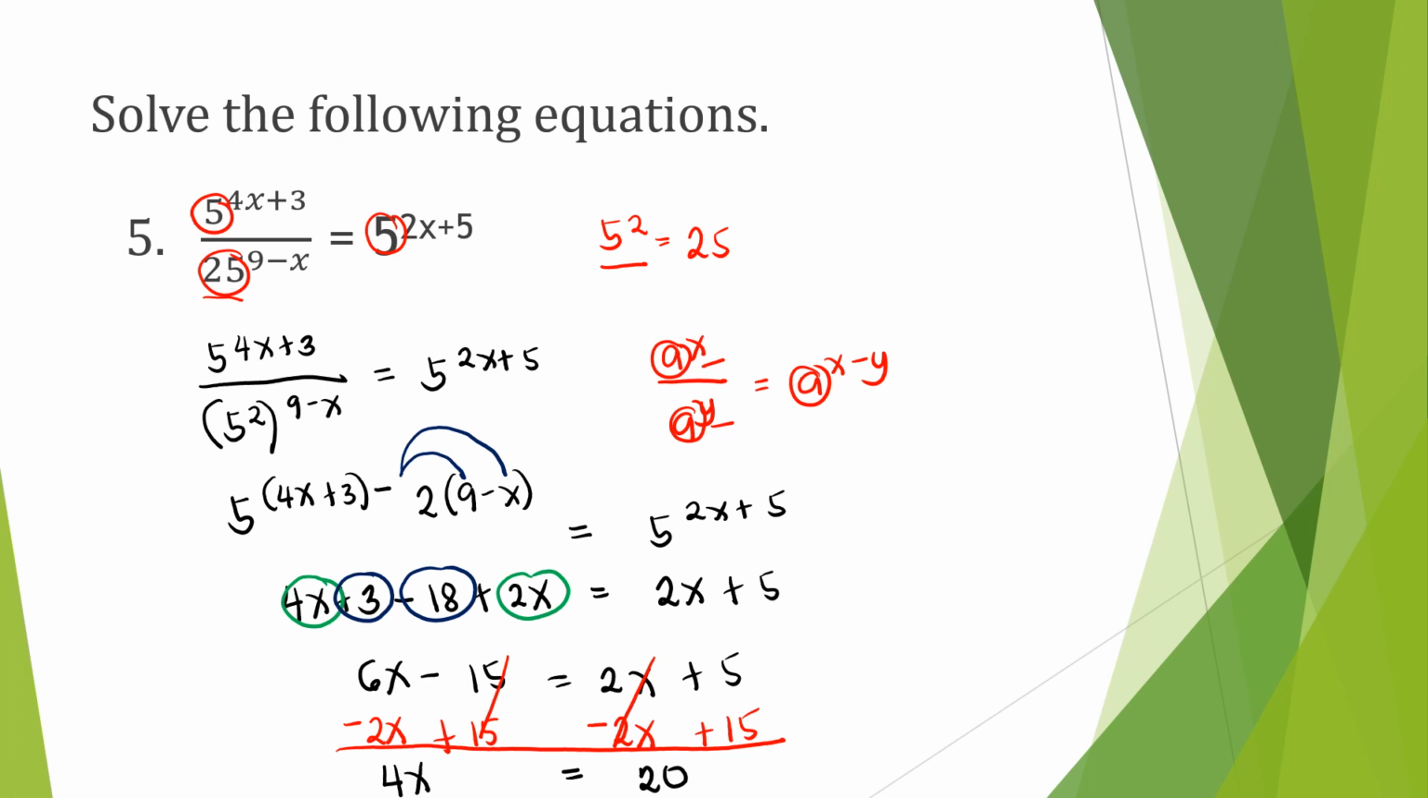Next, multiply both sides of the equation by the reciprocal of 4, which is 1/4. So 1/4 times 4 is 1. So this becomes x is equal to 1/4 multiplied by 20 is 5. So x is equal to 5.